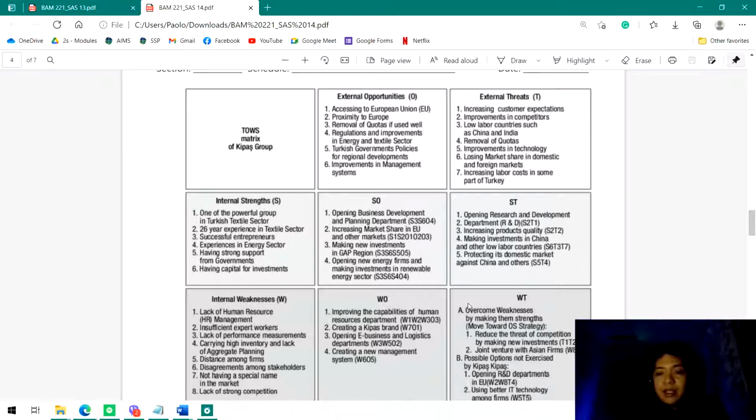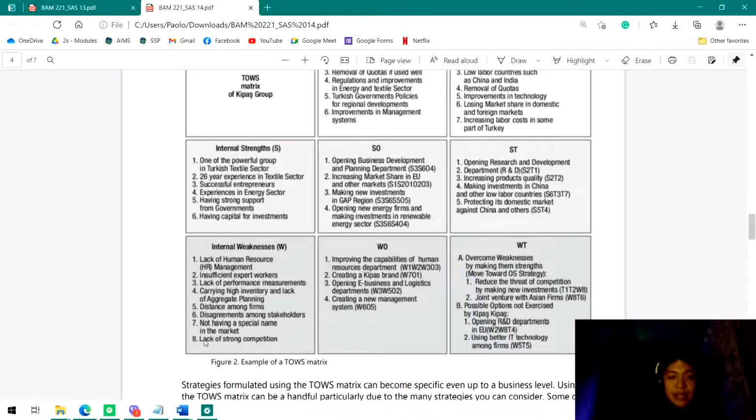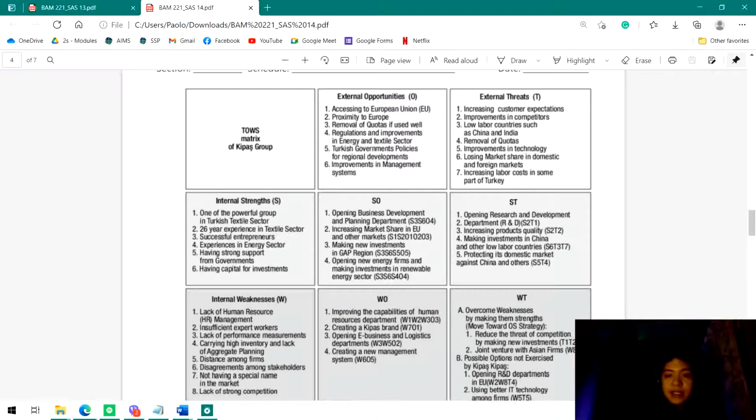Next, we will identify naman yung WT natin or yung weakness and threat or the mini strategies. Let's have here the example of the number 2 strategy, which is joint venture with Asian firms. Nakalagay dito W8 and T6. W8 or weakness number 8 is lack of strong competition, and T6 naman is losing market share in domestic and foreign markets.